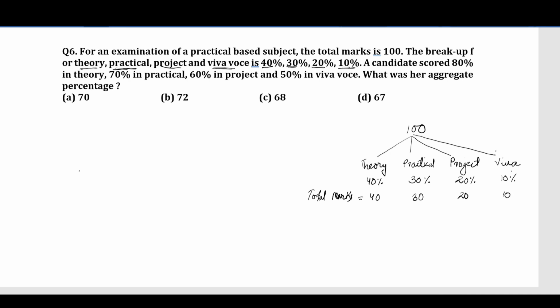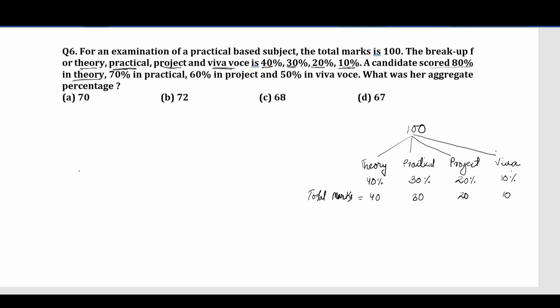Now the question: a candidate scored 80% in theory, 70% in practical, 60% in project and 50% in viva. What was her aggregate percentage?